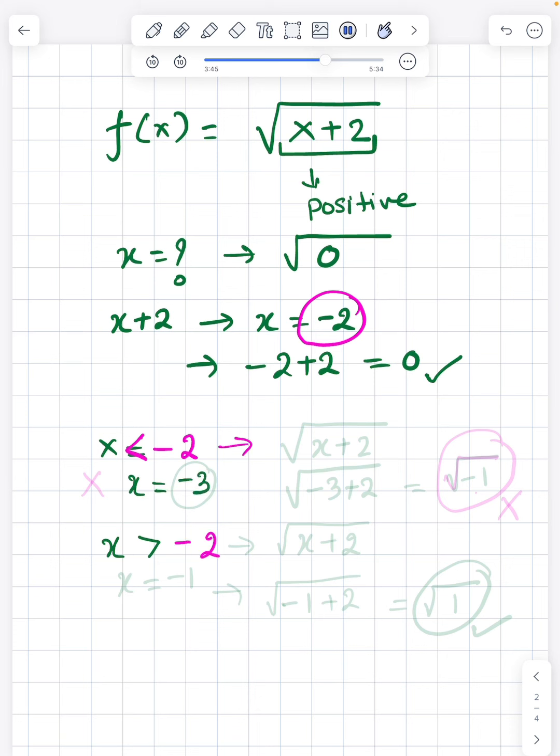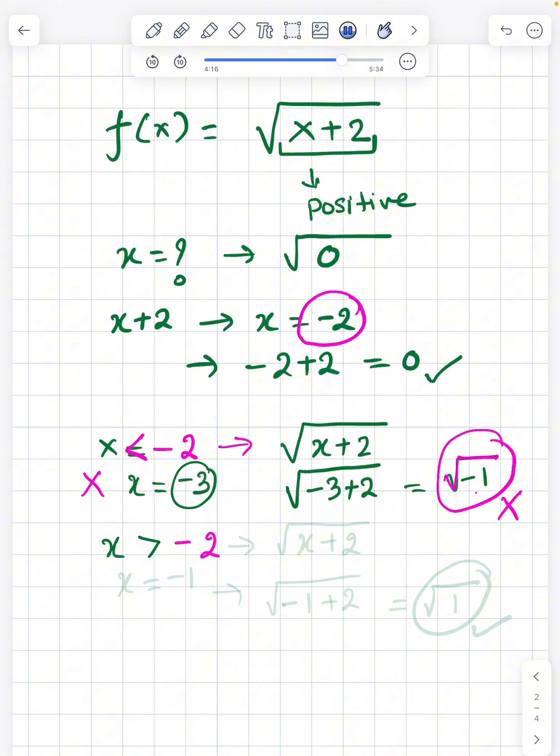Let's take a lesser value, x equals -3. If I substitute x equals -3, then it gives me the square root of -3 plus 2, which is square root of -1. And as discussed, we cannot have a negative number inside of a square root radical. It doesn't give us a real solution, so this is not an acceptable input.